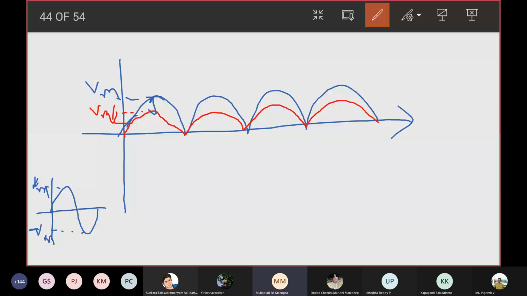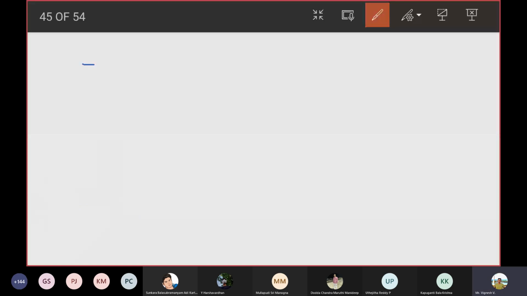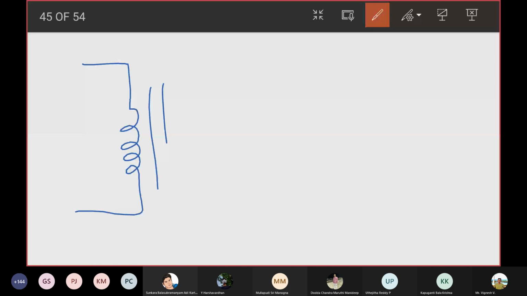So can you explain again? Which part didn't you understand? This turns concept, sir. I mean, how did you compare? Okay, all right. So what I just told is, if the turns ratio is 1:2, let me not draw anything, okay? If this is Vin, what would the voltage across the secondary coil be?